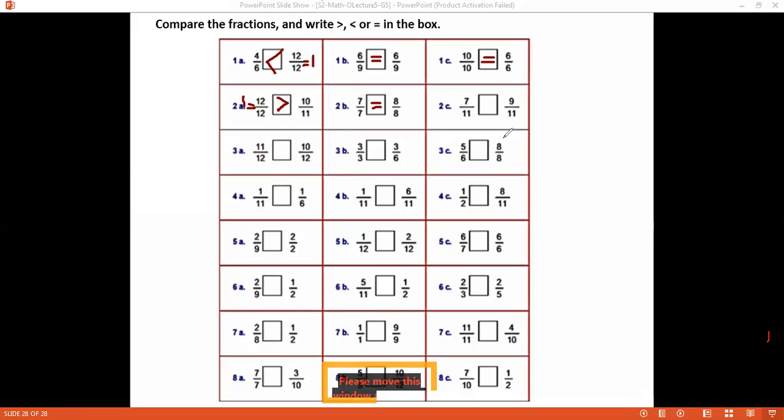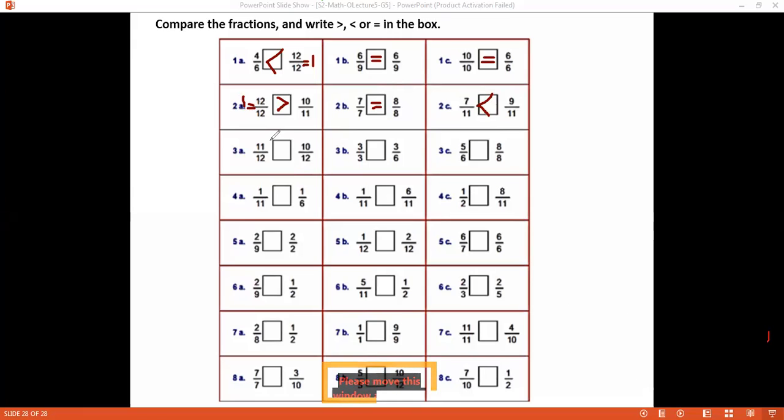9 over 11. Very good, because if I have the same denominator, then the bigger the numerator, the bigger the fraction. Yes. Now, Lana. Yes, miss. Yalla Lana. 11 over 12 and 10 over 12.